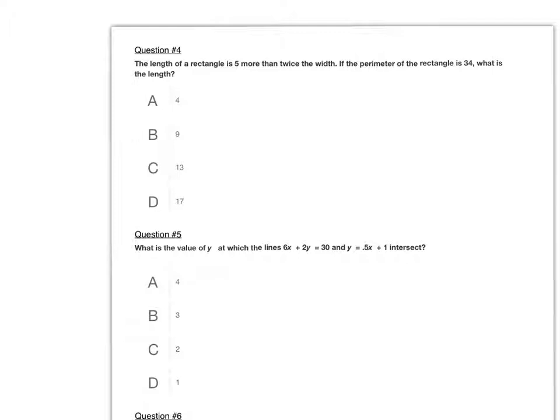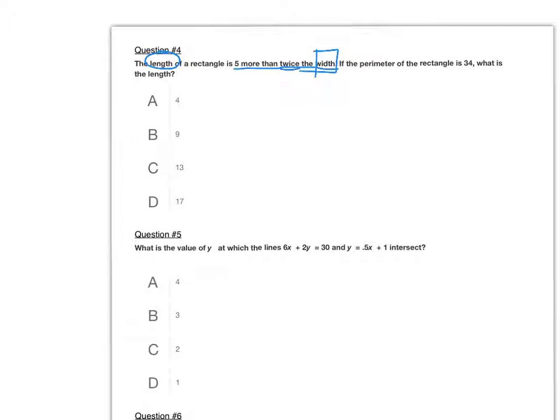All right, so for question 4, it says the length of a rectangle is 5 more than twice the width. So as we look at this question, 5 more than twice the width, they are describing the length. What we don't know is the width. So they're saying the length is 5 more than twice the width. If we knew what the width was, we could figure out the length.